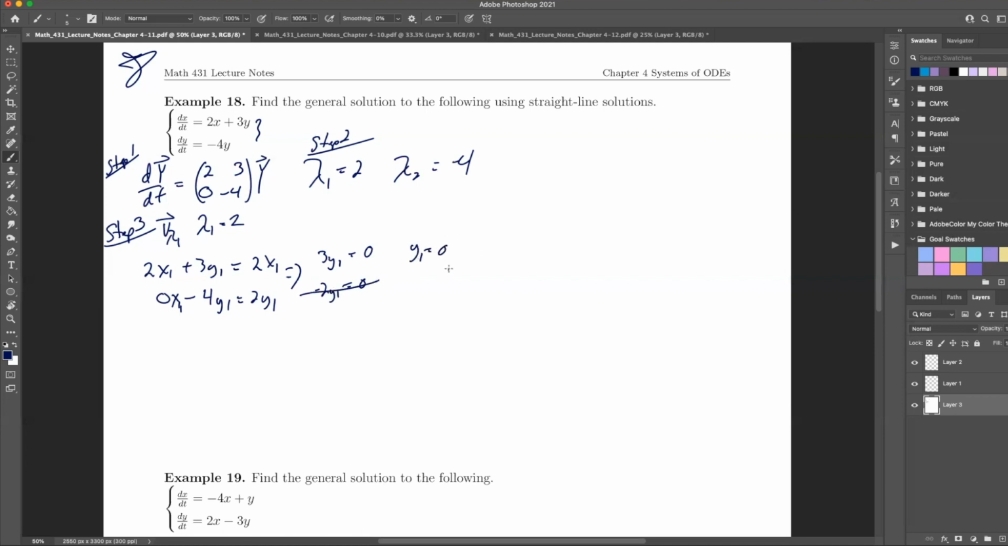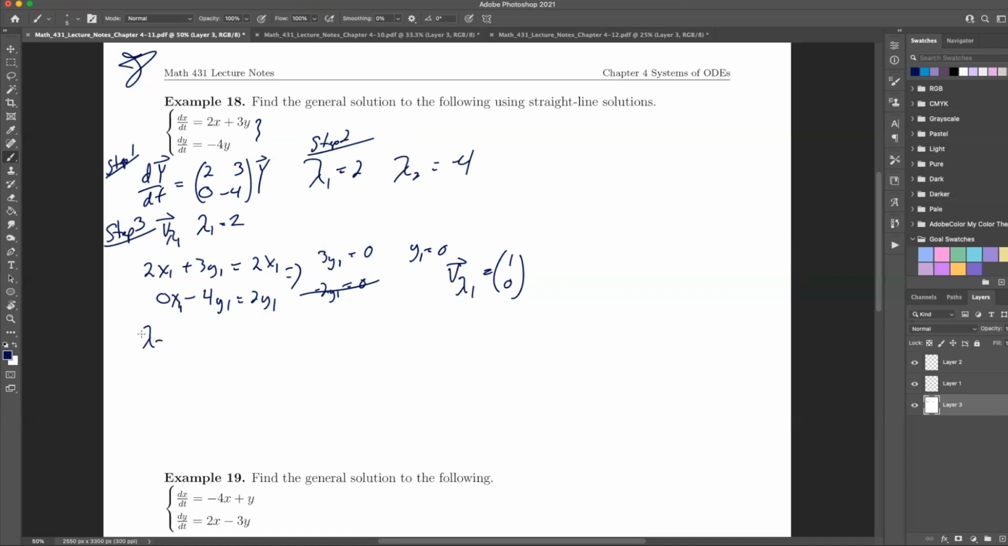So what's my vector? Well, if y1 equals 0, I'm just going to put a 0 here, and I can put anything I want up here. This could be pi, it could be the square root of 7. I'm going to put 1. Make my life easy, right? So if one of the variables is 0 by definition, that means the other one's free, and just make it a 1. Okay?